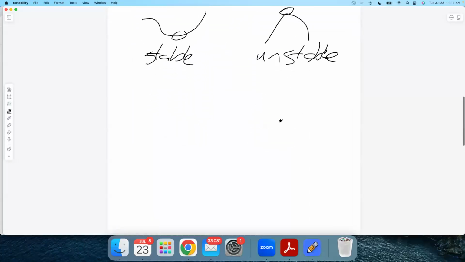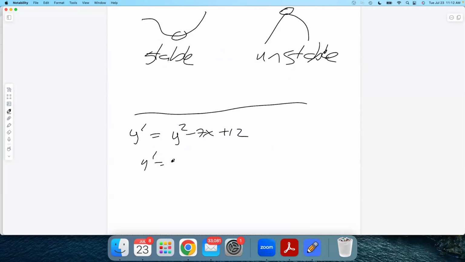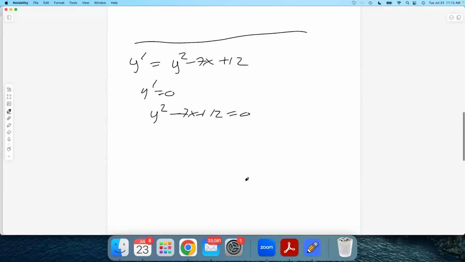Okay, so maybe one more quick example. Maybe we have y prime equals y squared minus 7y plus 12. And we want to find and categorize the equilibrium solutions. So we would set y prime equal to 0. So y squared minus 7y plus 12 equals 0.